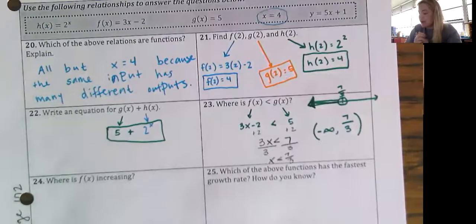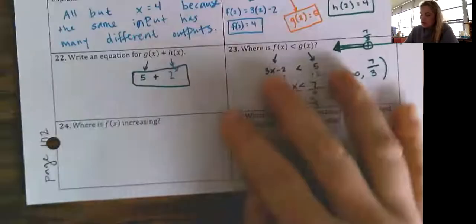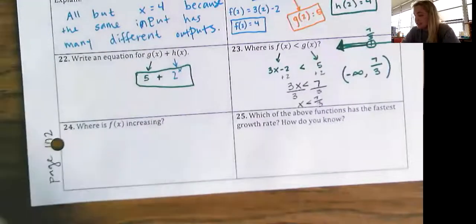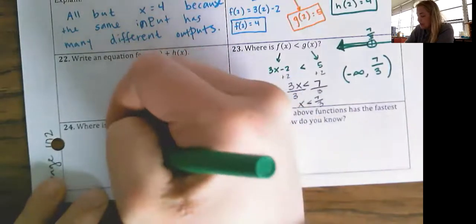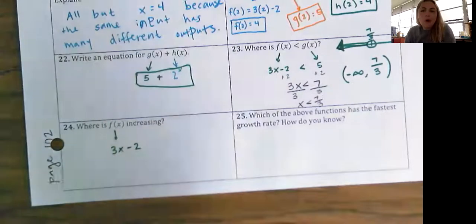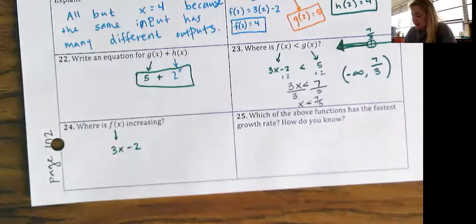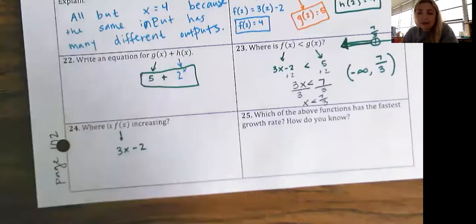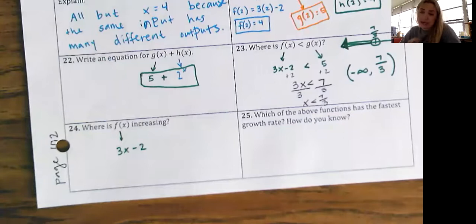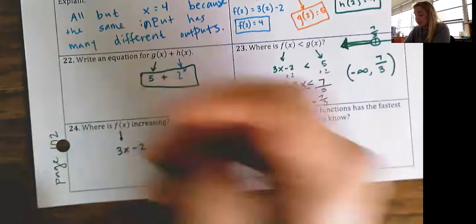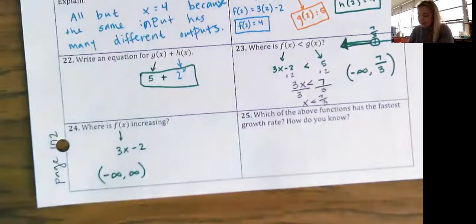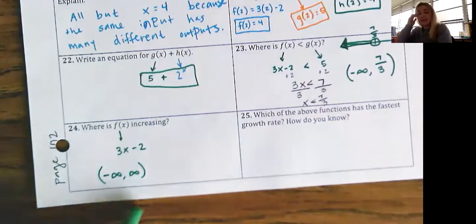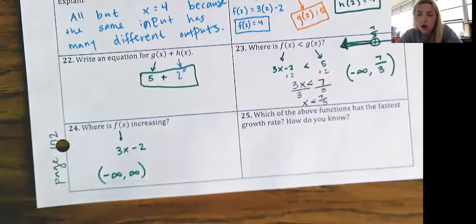Okay, where is f of x increasing? Well, I know that f of x is equal to 3x minus 2. What is the rate of change there? The rate of change is positive 3. That means that it's always going uphill. So where is it increasing? Everywhere. It's an increasing function. You can say negative infinity to infinity or all real numbers.